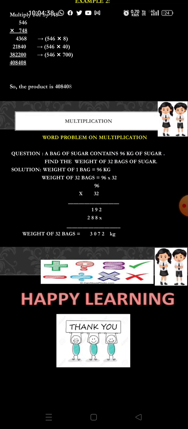Students, in this session we have covered the topics properties of multiplication, definition of multiplication, multiplying numbers with 10, 100 and 1000, some examples and word problems on multiplication. Hope you have enjoyed and learned the topic. In the end, I would say keep practicing the sums on multiplication as it improves your speed and accuracy. Happy learning and thank you.